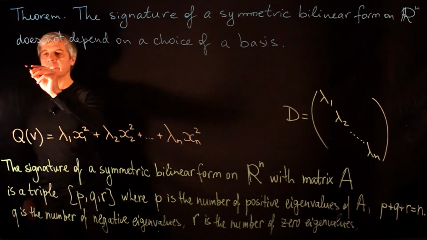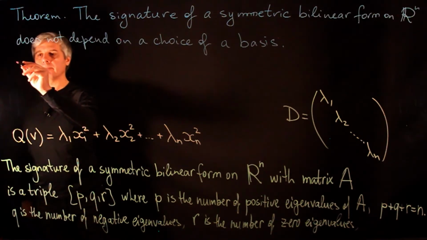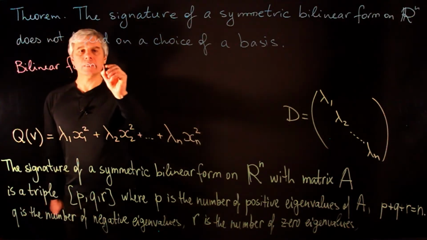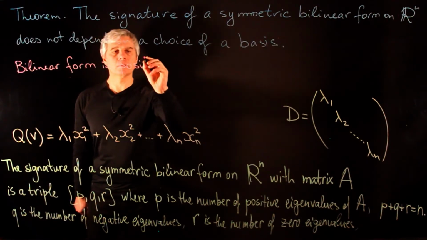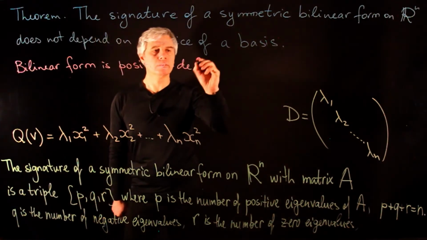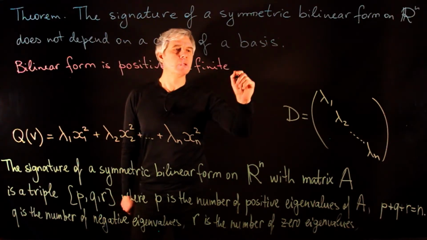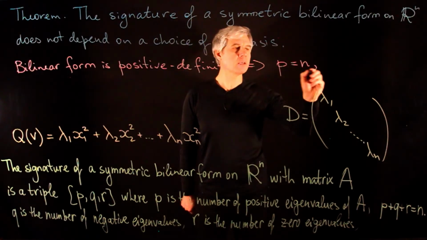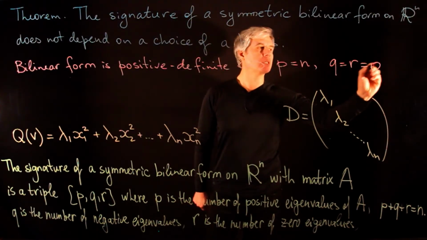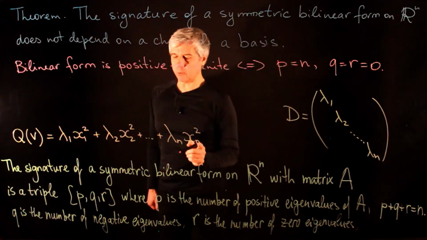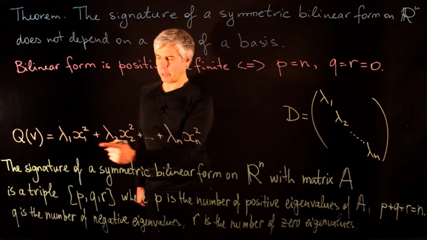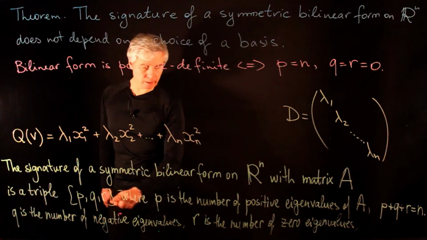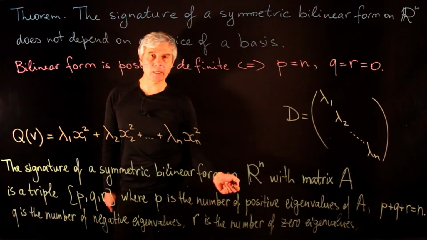In particular, we see that the bilinear form is positive definite if and only if it has the following signature: P is equal to N, and Q and R are both 0. So that the corresponding quadratic form is diagonalized with positive coefficients. We will begin our discussion by looking at the value of R, the number of 0 eigenvalues in matrix A.